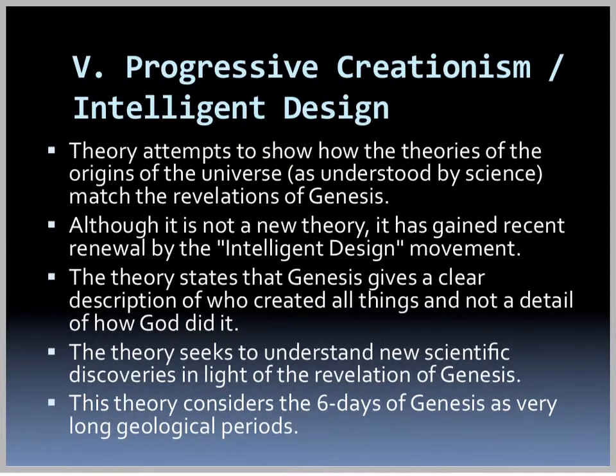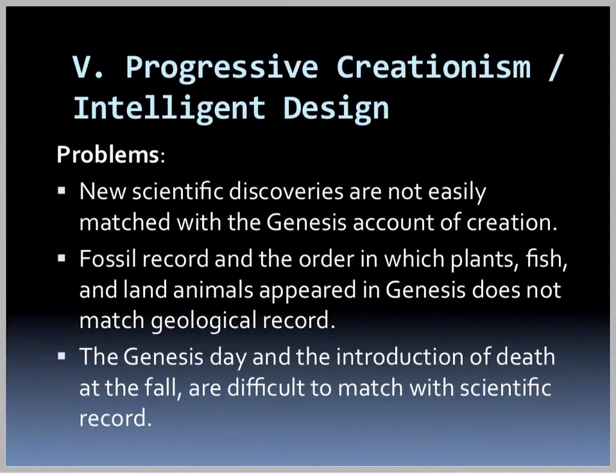It considers the 6 days of Genesis as very long geological periods. Some problems with that: new scientific discoveries are not easily matched with the Genesis account of creation. The fossil record and the order in which plants, fish, and land animals appeared in Genesis do not match the geologic record. The Genesis day and the introduction of death at the fall are difficult to match with scientific records.